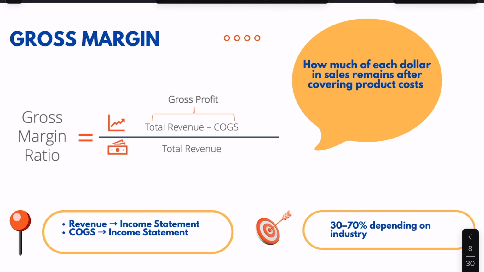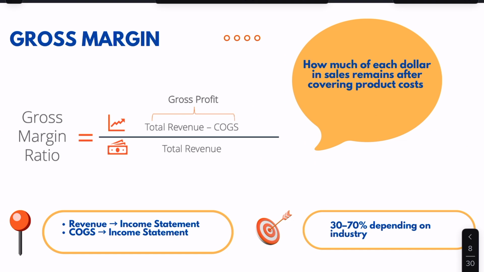So let's look at the first ratio in margin ratios, the gross margin. So what is gross margin? Gross margin is what's left after you subtract the cost of goods sold from revenue. So the formula is revenue minus COGS, or the cost of goods sold, divided by revenue. And you can find the revenue and COGS numbers from the income statement. So a good benchmark for gross margin is 30 to 70%.